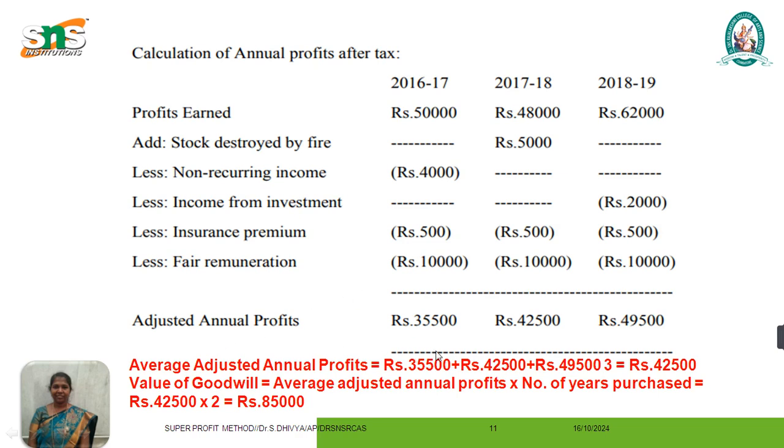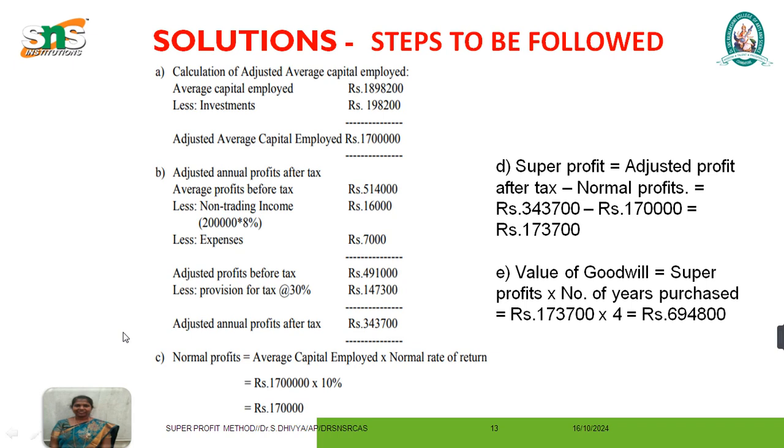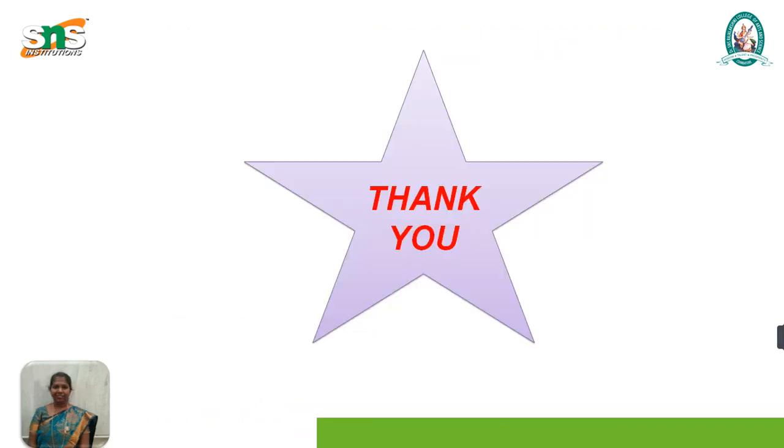So the adjusted annual profit for the year 16 to 17 is 35,500, in the year 17 to 18 is 42,500, and in the year 18 to 19 is 49,500. So the average adjusted profit is 42,500. The value of the goodwill is adjusted average profit into number of years purchase. So 42,500 into number of years of purchase, which is 2, gives a total of 85,000. This is the assessment question. Thank you.